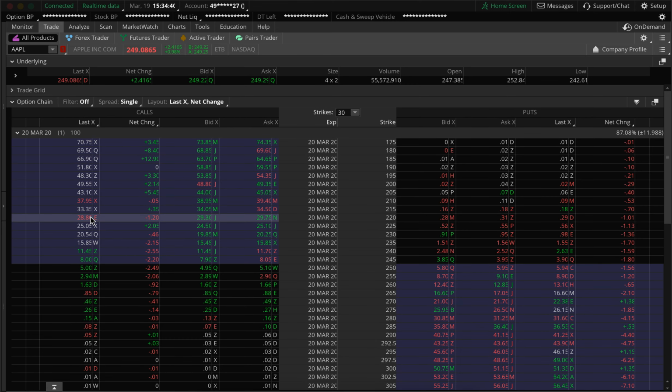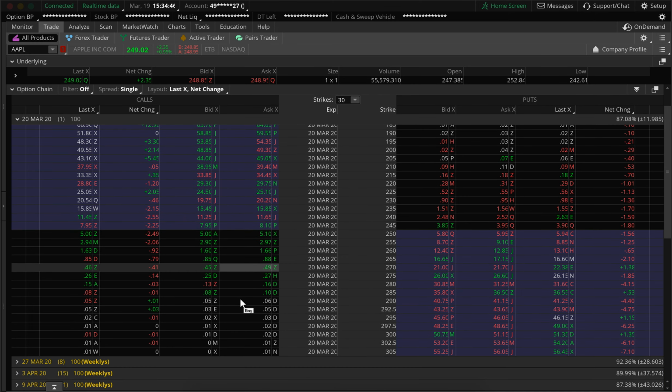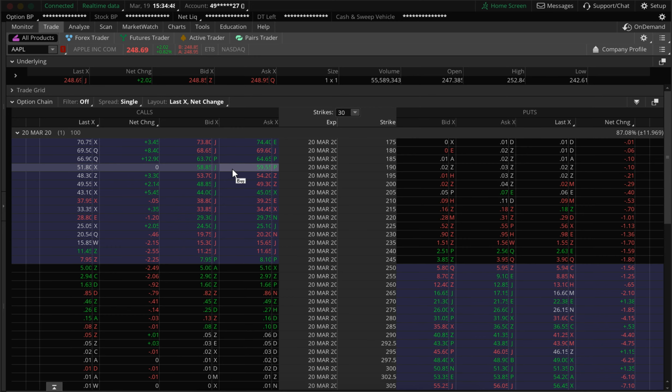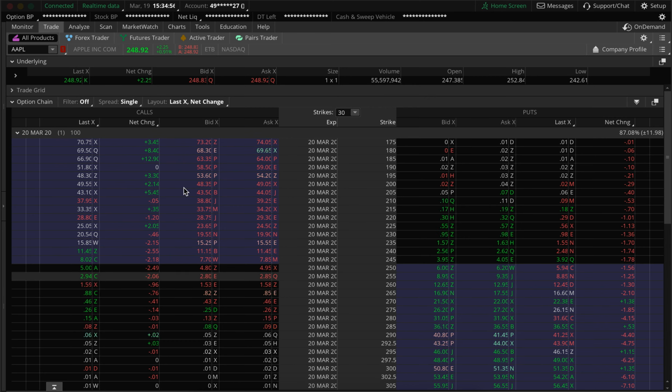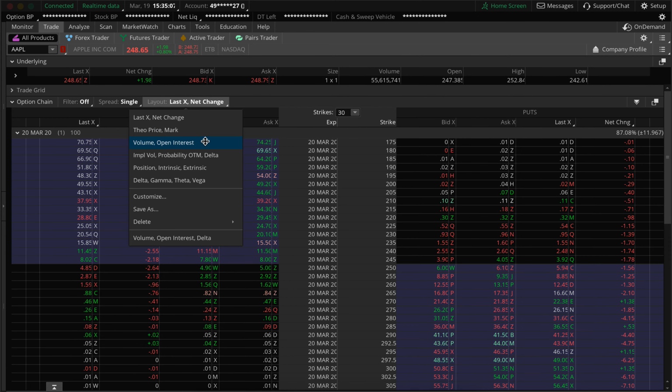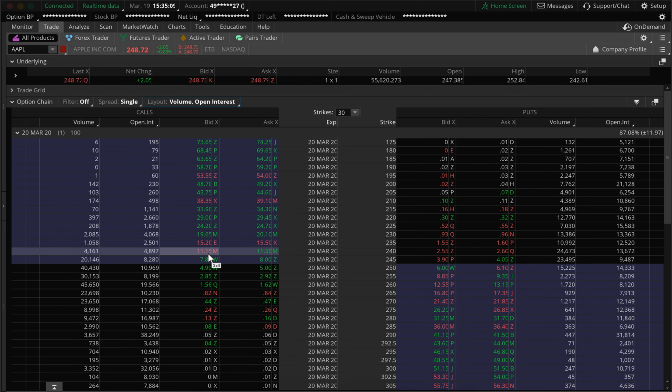So let's click, because we're day trading these options, tomorrow's expiration, and we're going to see all these strike prices again. Automatically ThinkorSwim makes the layout show the last traded price and the net change. I don't like looking at this. Last price is okay, but the net change I'm not really fond of. The last price is just the last price that it was ticked at or traded at. What I do is I change it to volume and open interest.